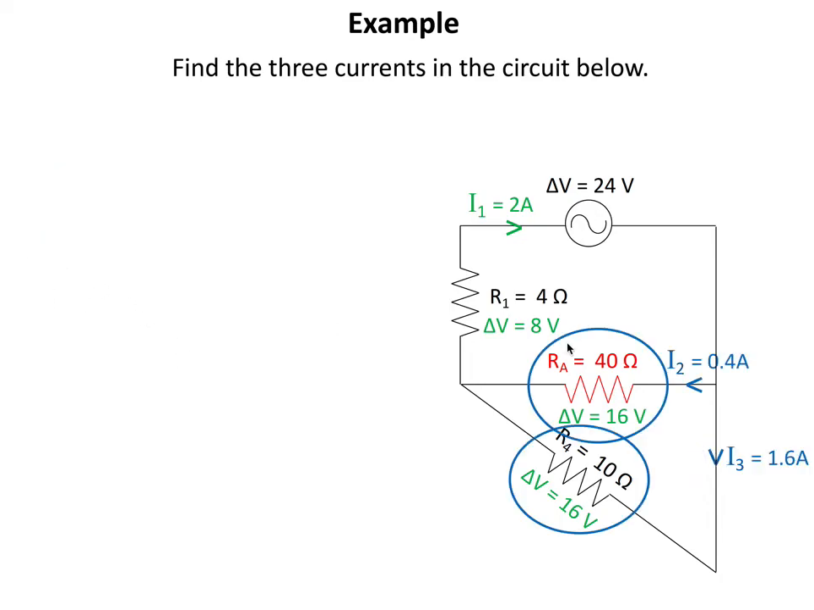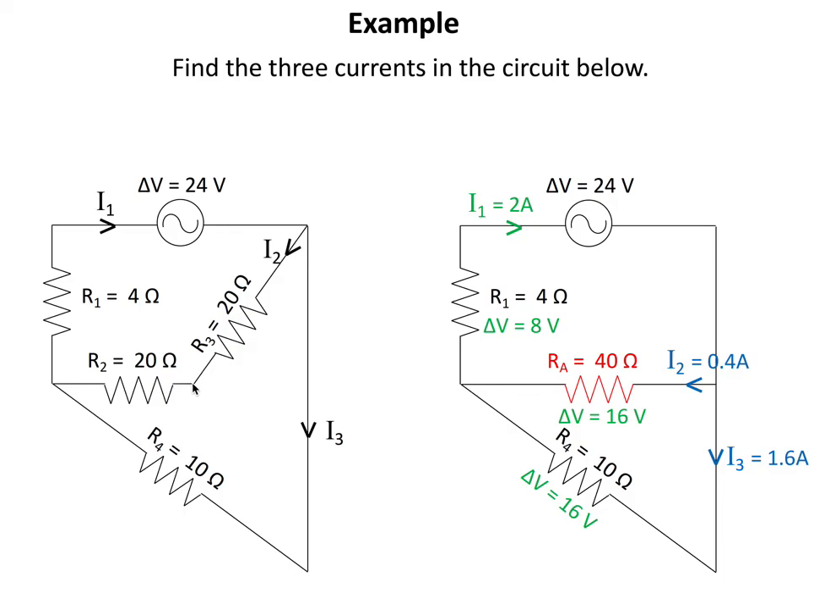I can find I2 by just taking delta V and dividing by the resistance RA, so it's 16 divided by 40, I get 0.4 ampere. And now for I3, the current through the resistor R4, I take delta V and divide it by the resistance 10, and I get 1.6. Alright, and that's it. This is what we needed to find.